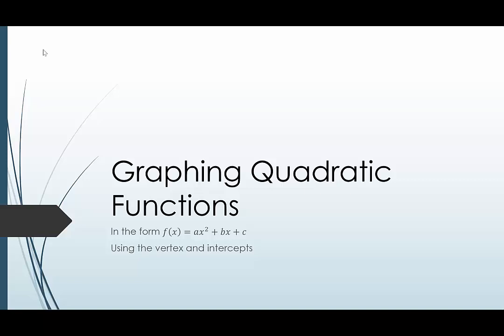In this video, we are going to look at sketching graphs of quadratic functions in the form f of x equals ax squared plus bx plus c. I call it standard form. I think some other people might call it general form. And we're going to sketch the graph by finding the vertex and the intercepts of the graph.